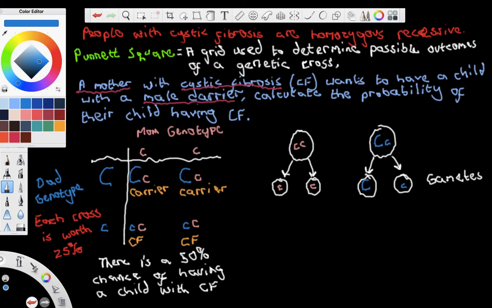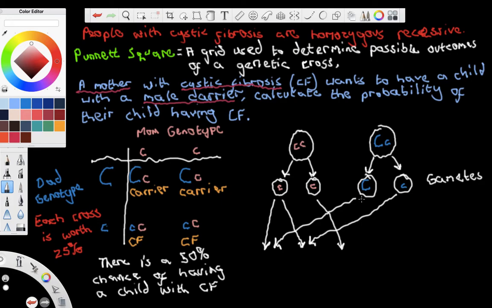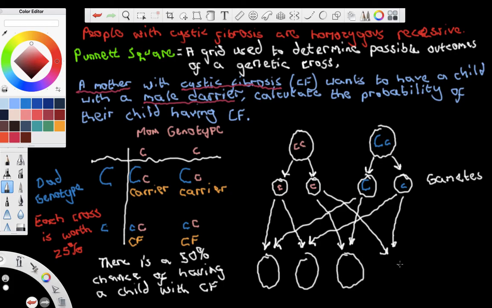You would then draw arrows to show how this cross may look. So if this gamete crosses with this gamete, if this gamete crosses with this gamete, if this gamete crosses with this gamete, it does get very messy, and if this gamete crosses with this gamete. The only reason I'm showing you this is because sometimes it does come up in exams, and when we're in the classroom, pupils get very confused with it. It shows exactly the same thing.